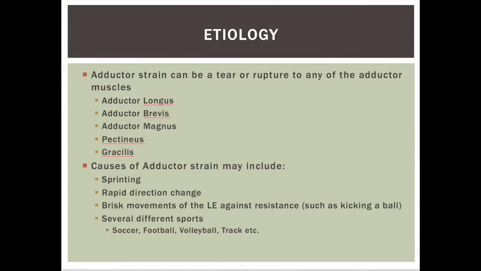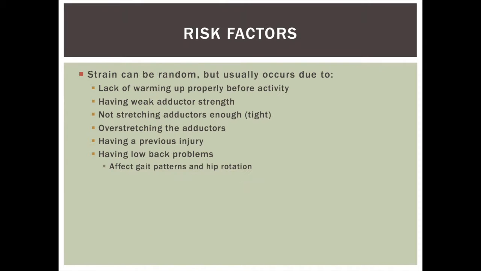An adductor strain can be a tear or rupture of any of the adductor muscles, and this is usually caused by sprinting, rapid direction change, and movements of the lower extremity against resistance, which is why this is common in sports like soccer, football, and track. Although adductor strains may be random, they're usually caused by lack of warming up before an activity, not stretching enough, overstretching, and having a previous injury.